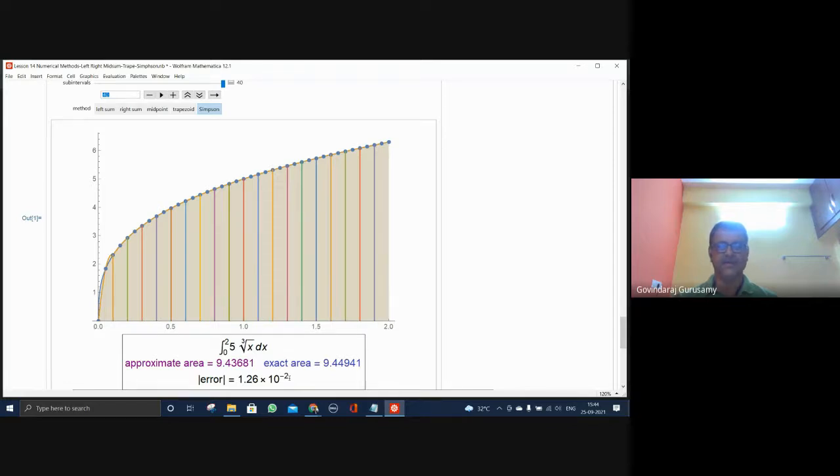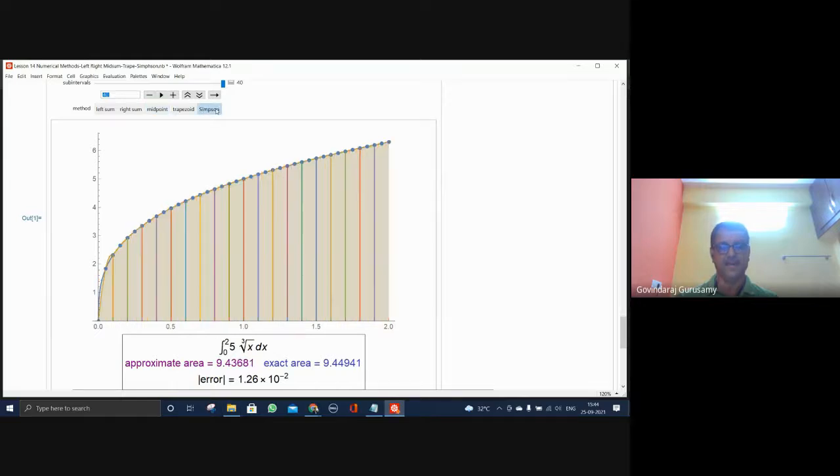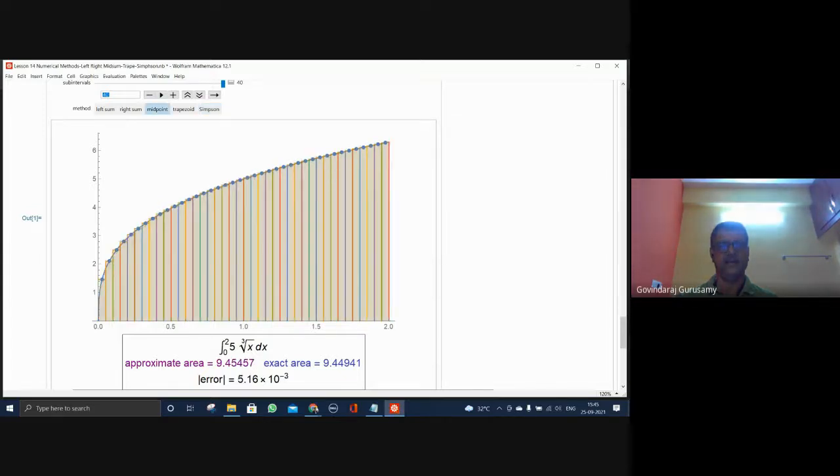And now you will appreciate that one should be very careful about it. Depending on the function, one should carefully select the method and use it. Okay, let us try to see what is happening for the midpoint. Left sum is 10 to the minus 1, right sum is 10 to the minus 1. The midpoint is better than the Simpson even. Is it right? Okay. You follow what I'm trying to describe here.